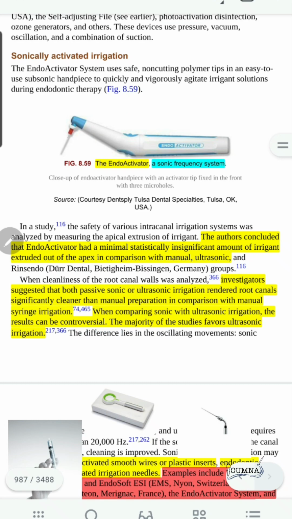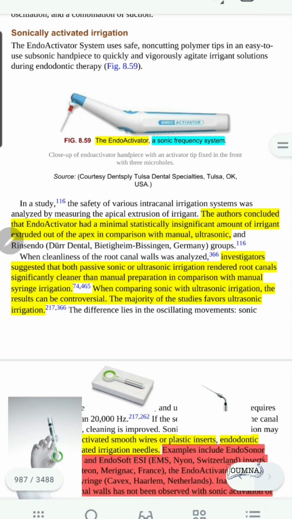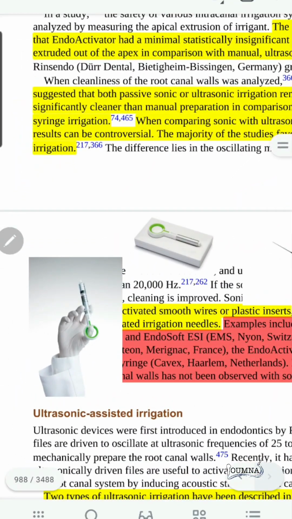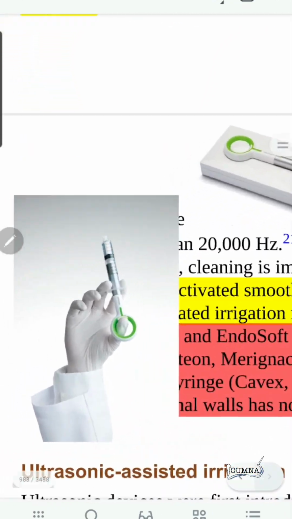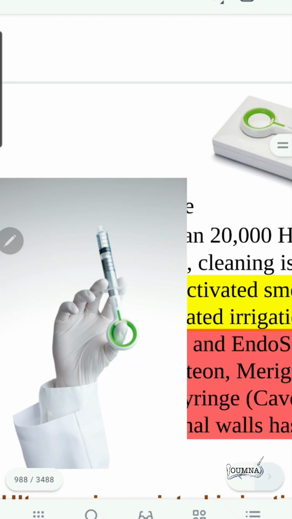For the activation, we will discuss several instruments or devices that do this procedure. We have the sonic activated irrigation. We have this device. It is a manual one.